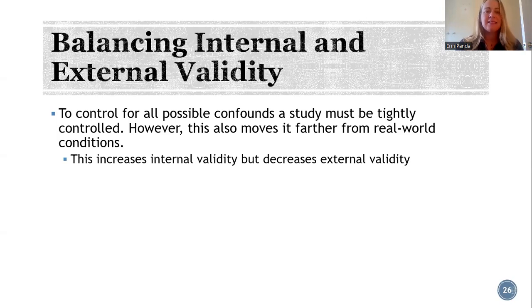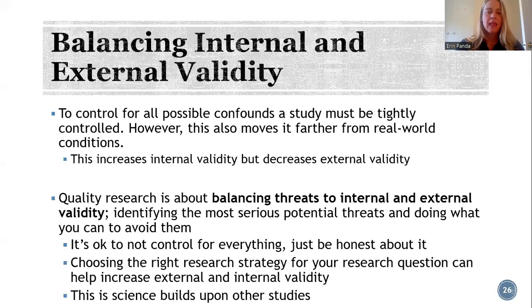So it's really a balance. To control for all possible confounds in a study, the study has to be really highly controlled. However, this sometimes also moves it further away from real-world situations. So sometimes when a study tries to increase internal validity, it also decreases external validity, and vice versa. So quality research is about thinking about what the possible threats are, both to internal and external validity, identifying the most serious threats, and actively trying to avoid them so that you can answer your specific research questions.